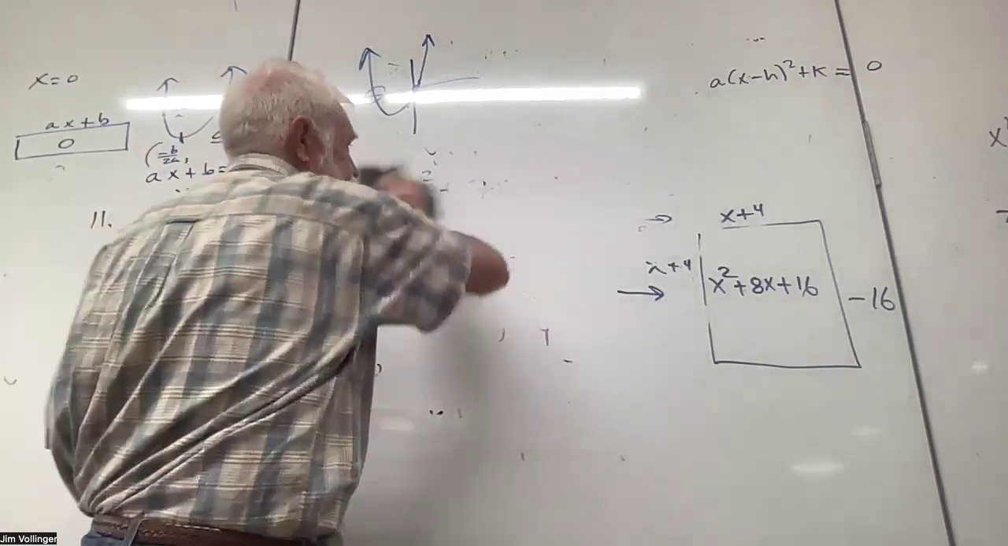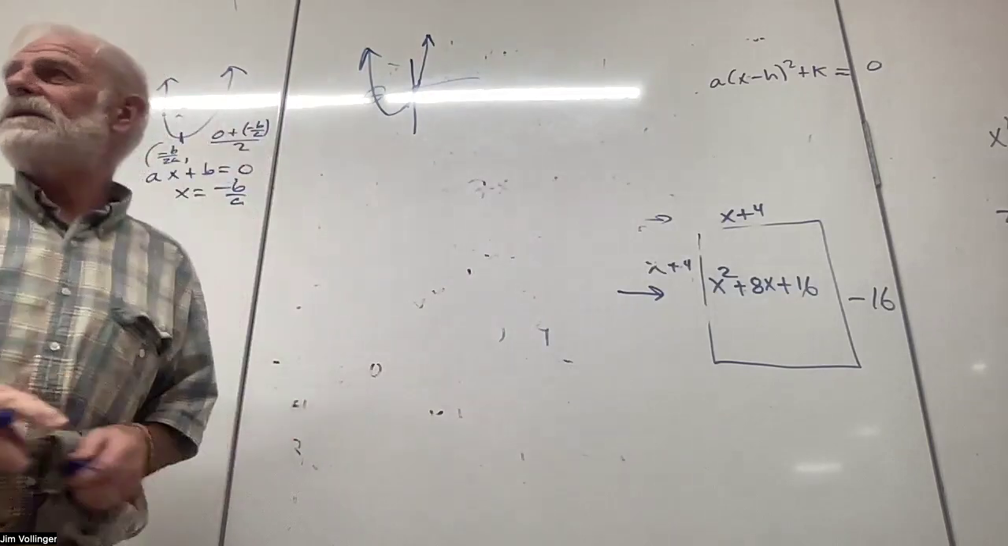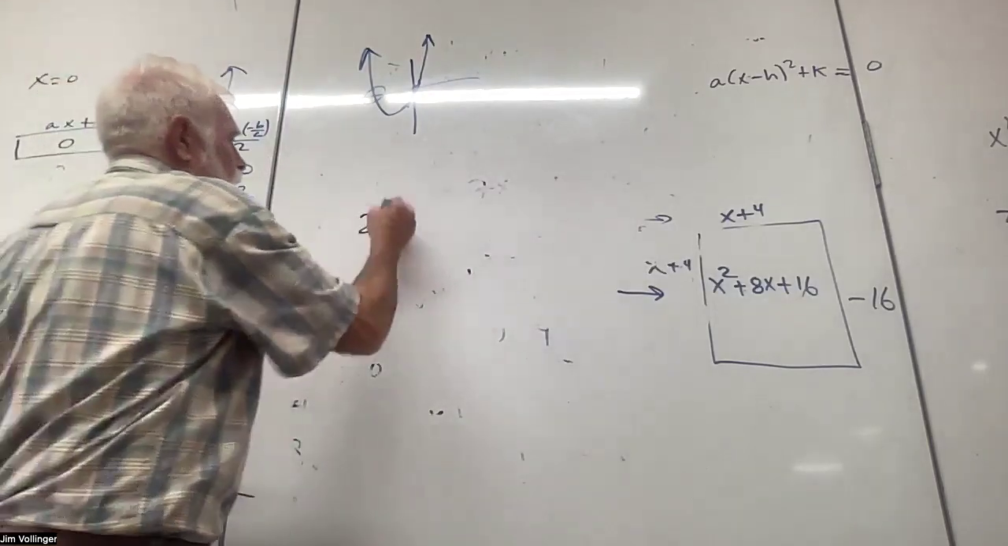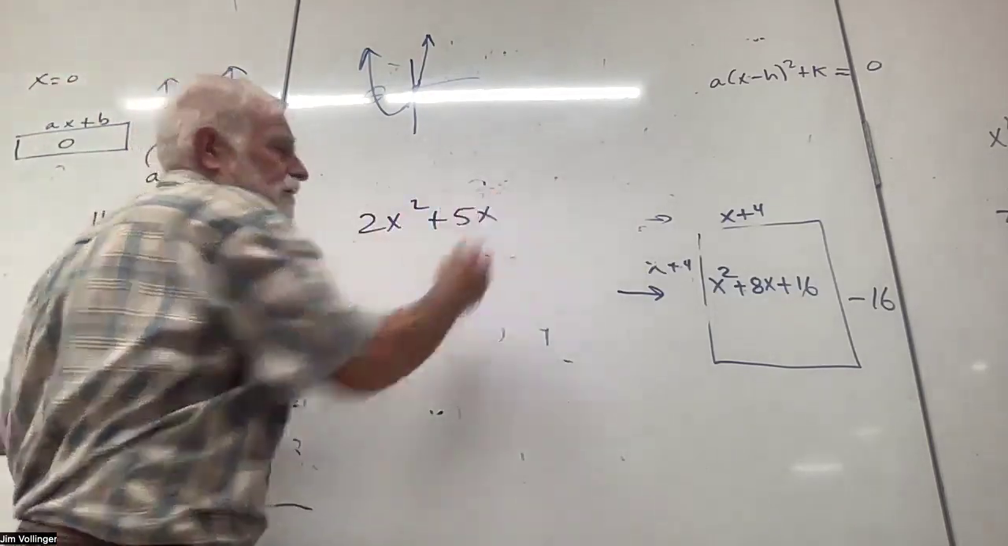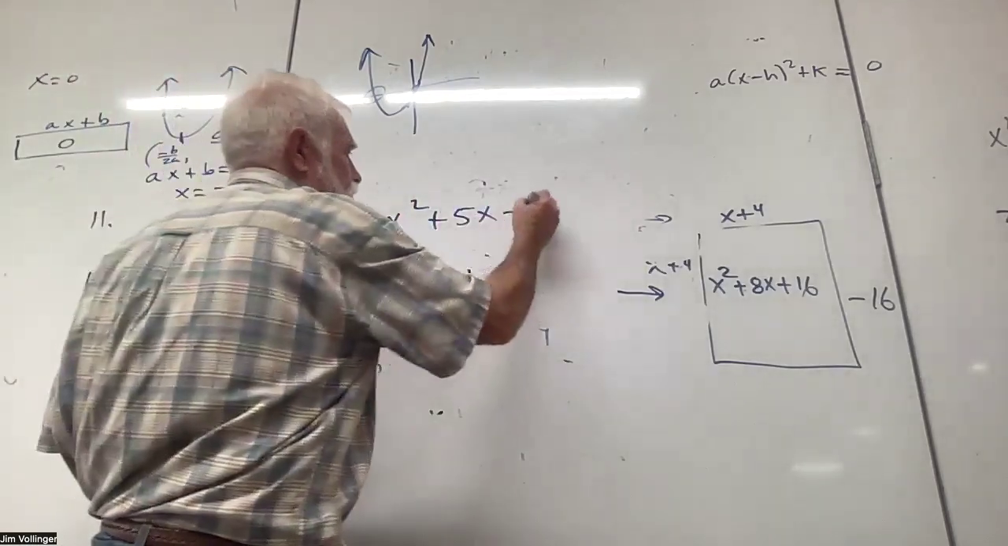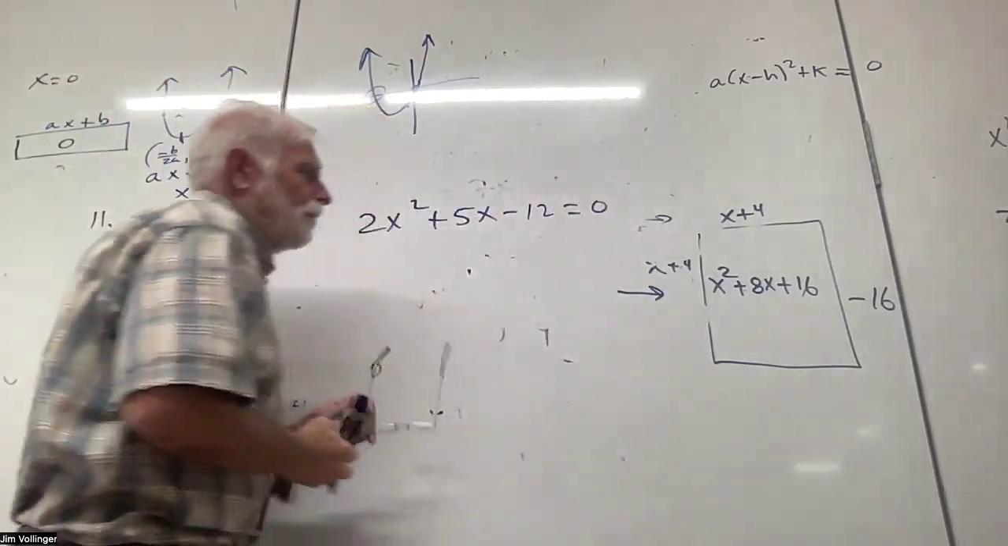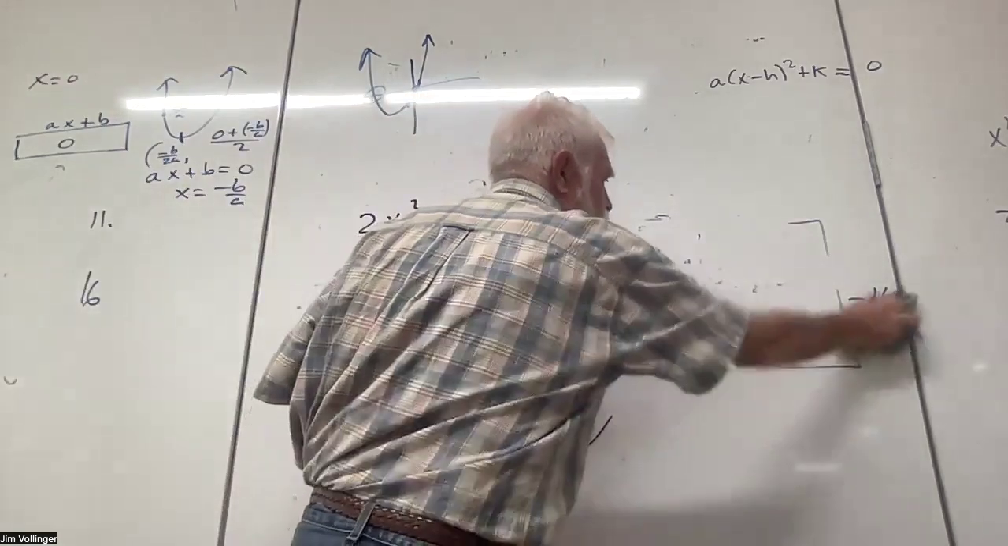All right. Now let's try another one. See, I wrote some stuff up. 2x squared plus 5x minus 12 equals 0. Okay, my brain is still going to see if I can write that as a product.